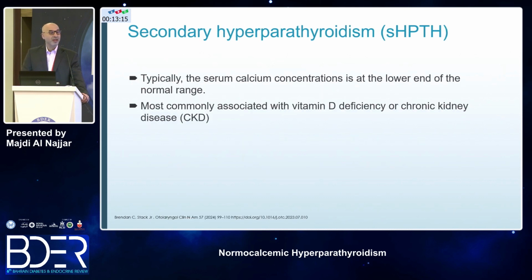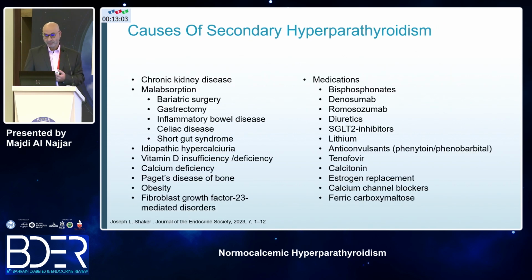Now, in the secondary causes, typically the calcium is usually normal, in the low range of normal, and these patients probably have vitamin D deficiency or CKD with a GFR usually below 60. These are the typical causes. Typically we see it in patients who have CKD or vitamin D deficiency. Now it's much more common, we see it in bariatric surgery. A lot of them have high PTH and low vitamin D.